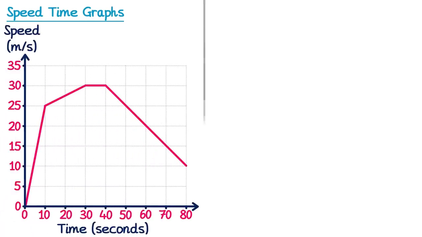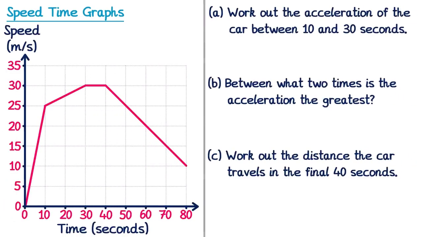Let's have a look at what an exam question could look like for this topic. So here we have a speed time graph, and we're going to do these questions. So part A says work out the acceleration of the car between 10 and 30 seconds. We know that the acceleration is equal to the gradient of the speed time graph. So we just need to find the gradient between 10 and 30 seconds.